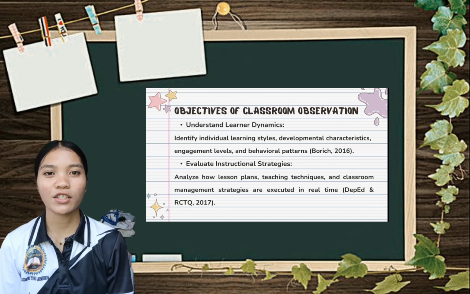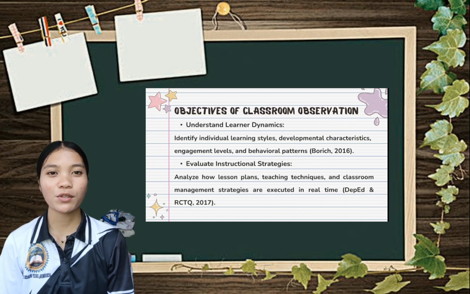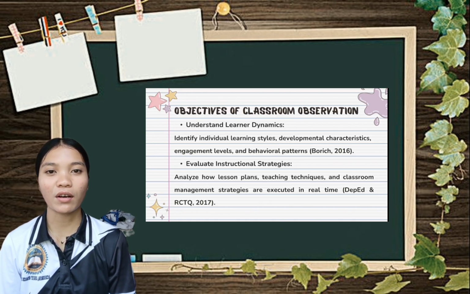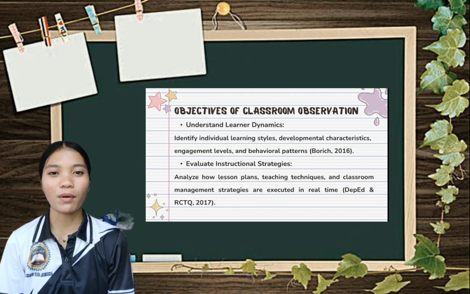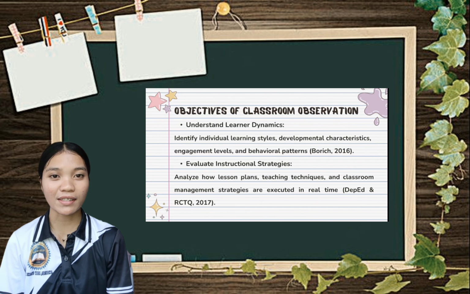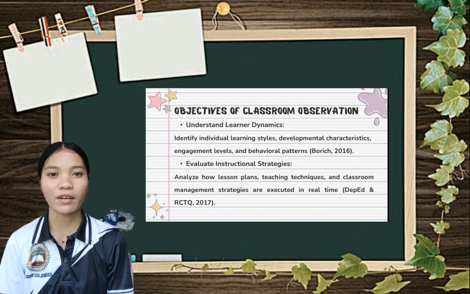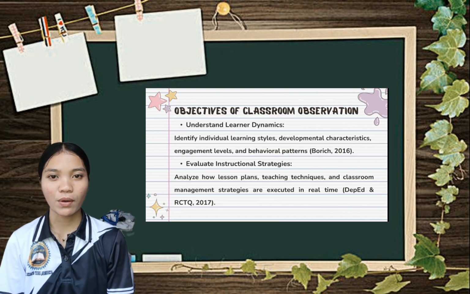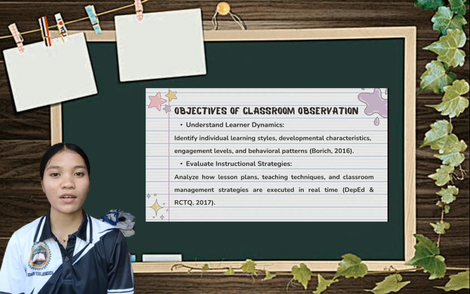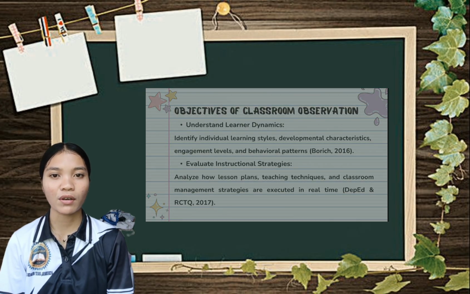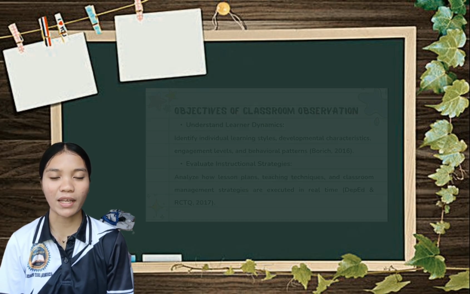Second, evaluating instructional strategies. This means observing how the teacher's lesson plans, teaching techniques, and classroom management strategies are actually carried out during the lesson. For example, if a teacher uses group work, we can observe whether students are actively participating, whether they understand the task, and whether some students are being left behind. Through observation, we can determine whether a particular teaching strategy is effective or whether it needs improvement.